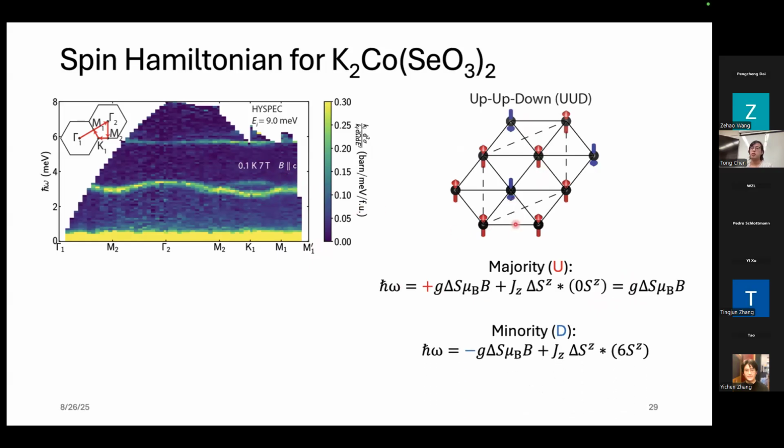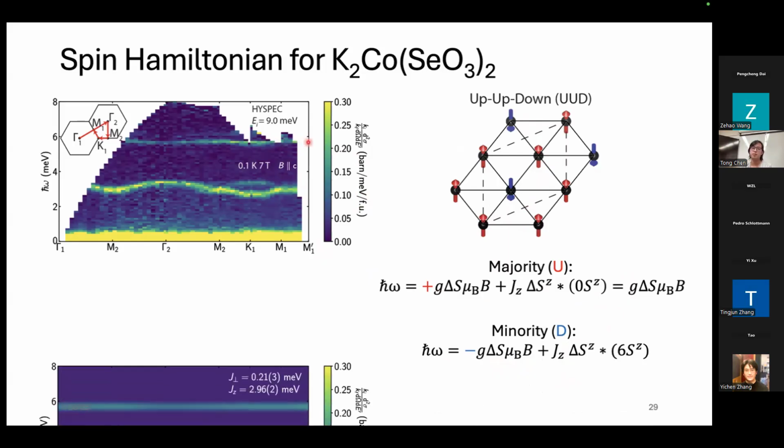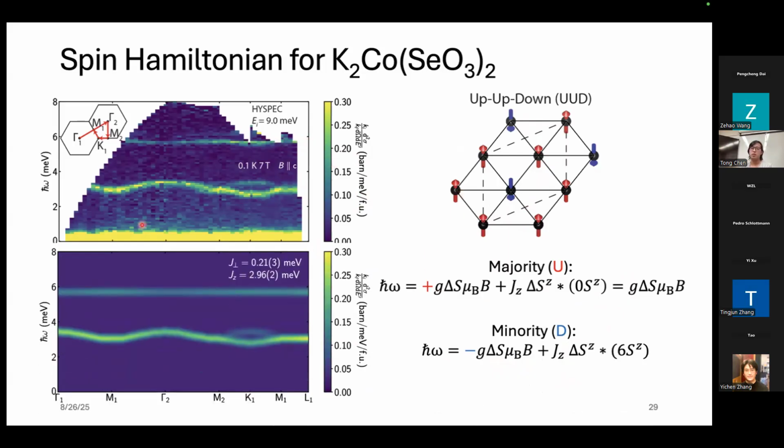And for the down spins, you have 6 up neighbors, which gives you an exchange field. And also with the Zeeman field, you have about 6 millielectron volts of energy to flip this down spin to up, which is also consistent with our measured spectrum. So since this is a stable, incompressible ordered state, we can use linear spin wave calculations to simulate these excitations.